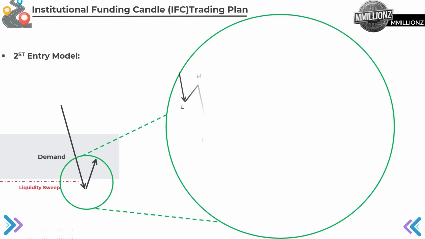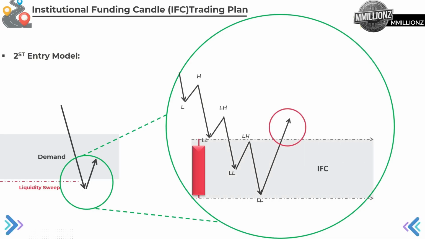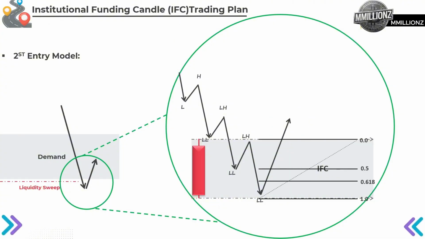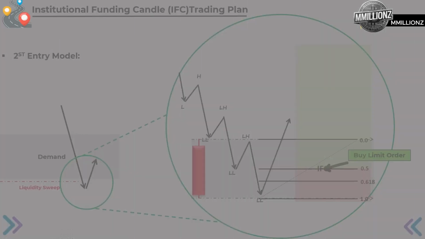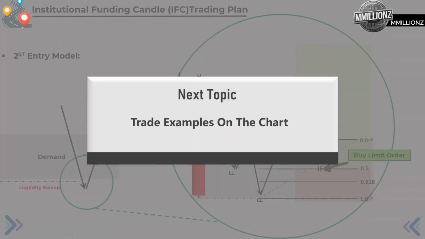In the second entry model, wait for the price to reach the highest or lowest point of the higher time frame IFC candle. Then, place a limit order at the 50% Fibonacci level of the IFC candle. In this case, a buy limit order. Place your stop loss a couple of pips below the IFC candle. Now, let's move to a real chart, put these concepts together, and see how to use them to execute trades.